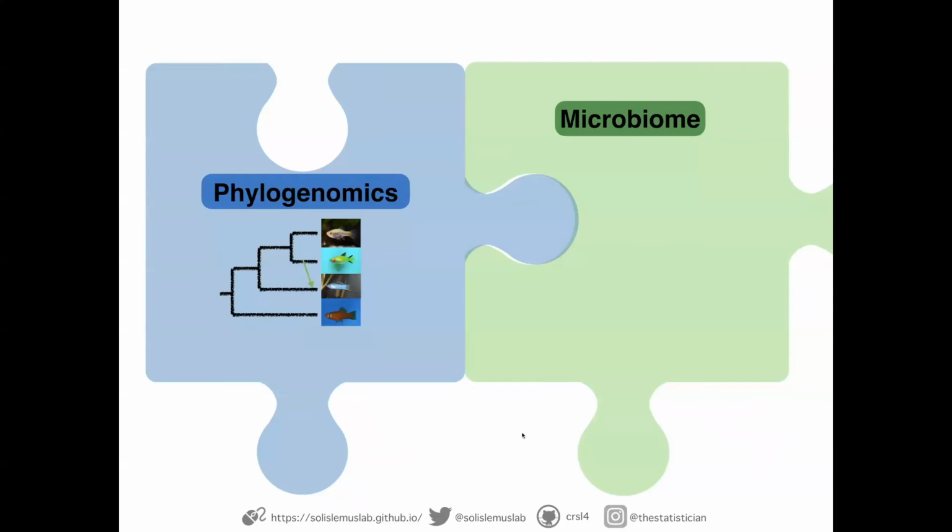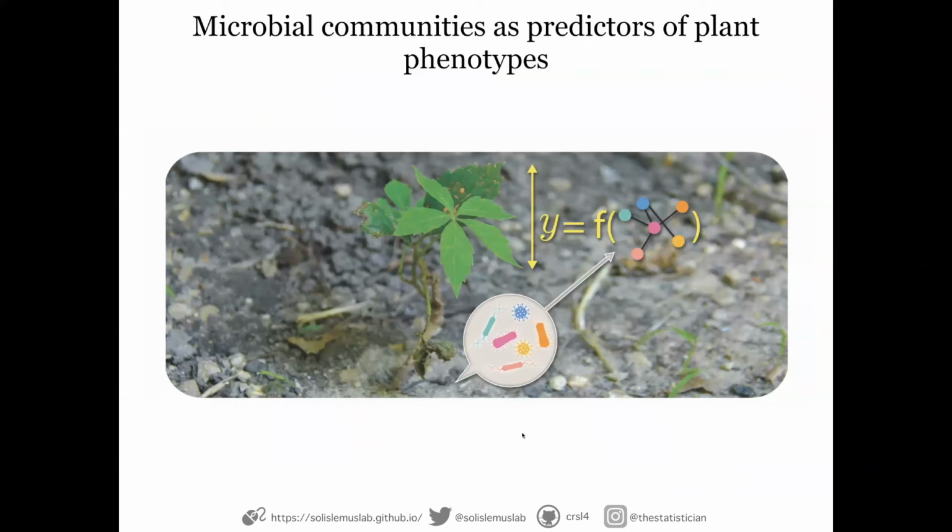So that covers the part of phylogenomics, and then I'm also going to very briefly talk about the microbiome work that we do in the lab. Here we are interested in studying how microbial communities can serve as predictors of plant phenotypes. We have some microbes in the soil, and we think that some characteristics in the plants can be explained by the interactions among those microbes. The interactions among the microbes are represented in what's called a microbial network. And we think that these interactions, like I said, have an effect on the plant.